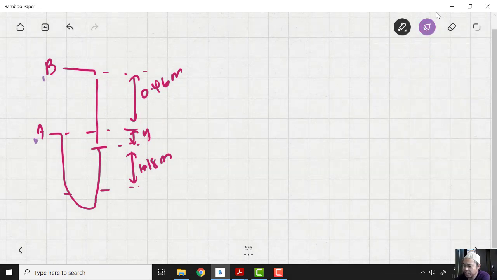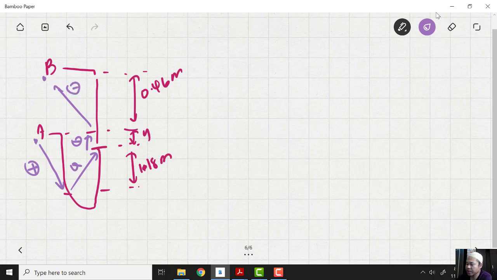We learned this before in the manometric equation. We have to determine our starting point and our end point. For example, my starting point is A, so moving downward, plus, then moving upward, minus, and moving upward again, minus. So we have this kind of manometer equation. First of all, let's write it as PA plus.